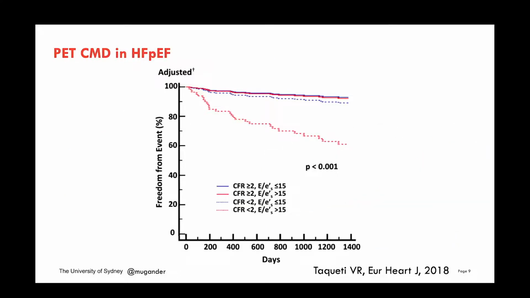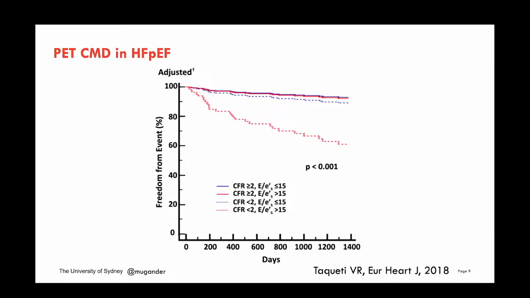How about pivoting into HFpEF? Well, here we see PET used to look at coronary microvascular dysfunction in HFpEF, where they used both a coronary flow reserve of 2 and an E over E prime of less than or greater than 15. And it was only those that had the double whammy, both the reduced coronary flow reserve less than 2 and the increased E over E prime, in this case septal E prime, greater than 15, that had the strong association with survival. Of course, there was a slight reduction for those that had one, so coronary flow reserve here was the determinant. It was basically the coronary flow reserve less than 2 that was driving the association with prognosis.